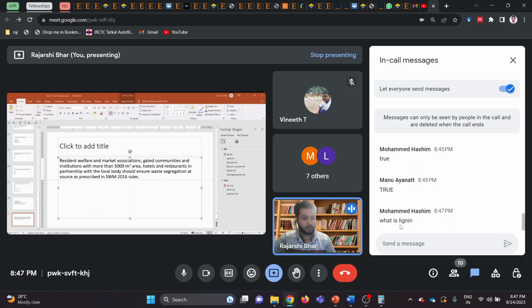So in biochemical composition, lignin is the amount of a certain chemical that is present in a material. And lignin is always found in various leafy vegetables, trees, and all those materials.